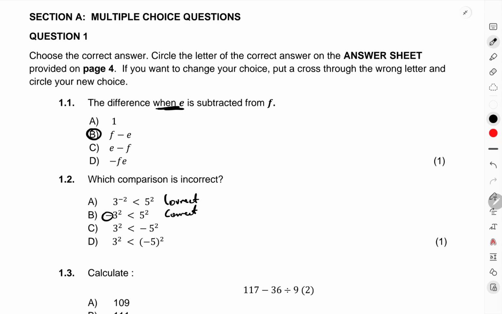Then we are going to go to letter C. 3 squared is less than negative 5 squared. 3 squared, what is 3 squared? 3 squared is 9. Is 9 less than negative 25? No, that is not correct, because this particular negative 25 is already negative. Therefore, a negative number cannot be greater than a positive number. Therefore, this statement for letter C is the one that is incorrect. Therefore, here I have an incorrect option, meaning we're going to our question. It said which comparison is incorrect. Therefore, the answer here is going to become letter C.